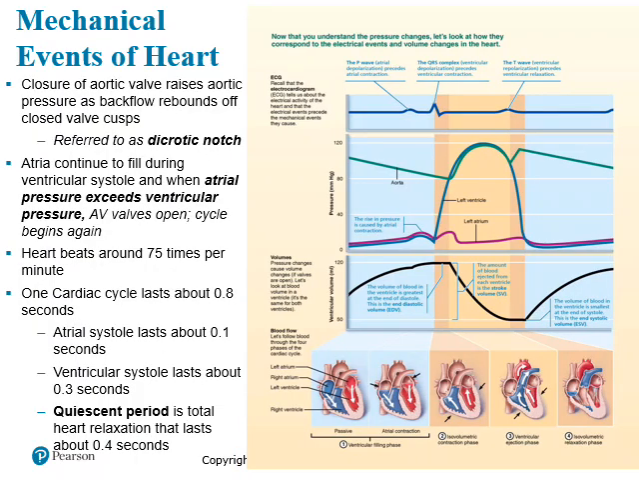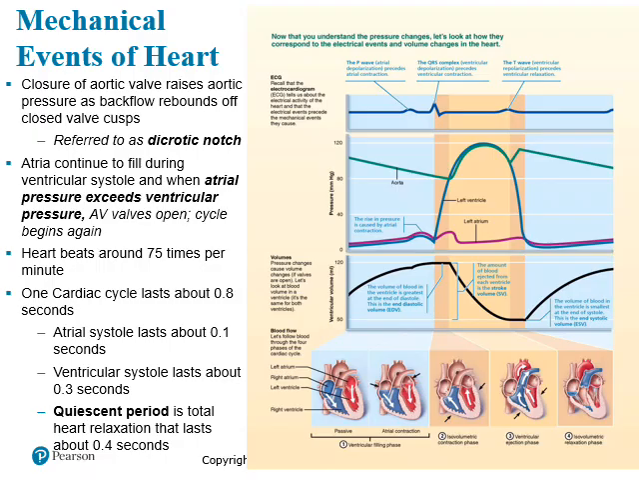The closure of the aortic valve raises the aortic pressure as backflow rebounds off the closed valve cusps, and this is referred to as the dicrotic notch. The atria continue to fill during the ventricular systole, and when the atrial pressure exceeds ventricular pressure, the AV valve opens. The cycle begins again.